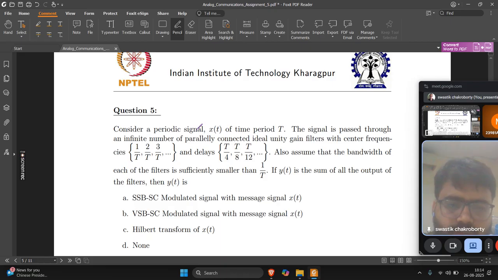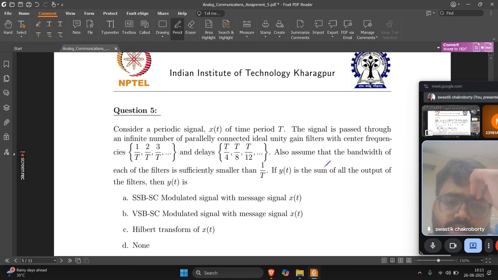So you have filters, and each filter has a center frequency at 1/T with delay T/4, then 2/T with delay T/8. So basically the center frequencies are in AP and the delays are in GP. Also assume that the bandwidth of each of the filters is sufficiently smaller than 1/T. So 1/T is like the carrier frequency, the center frequency, and it is much larger than the bandwidth.